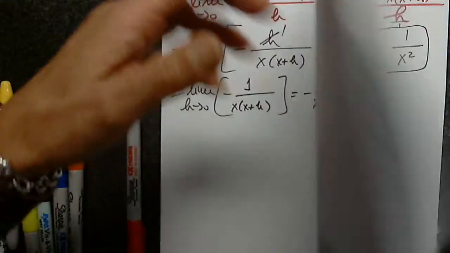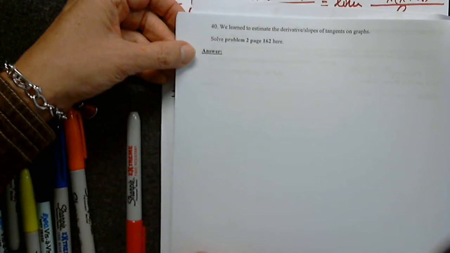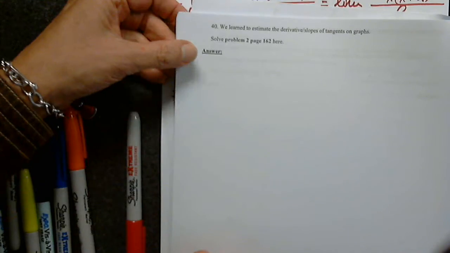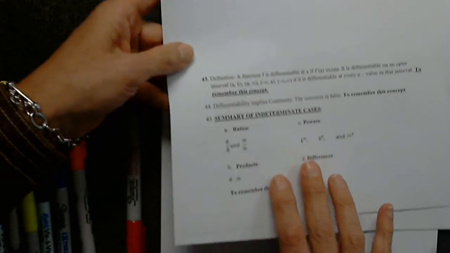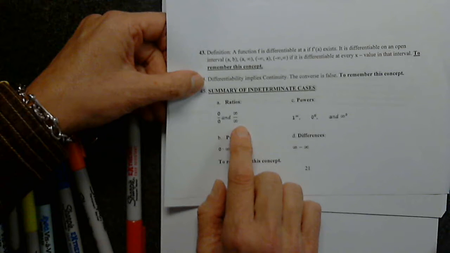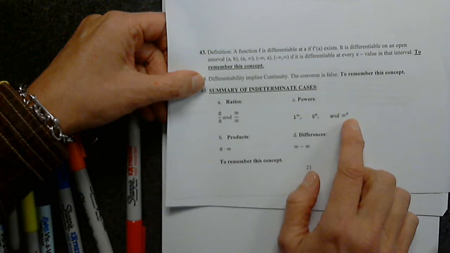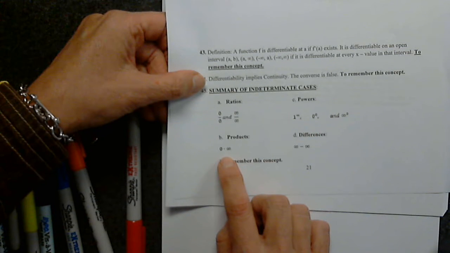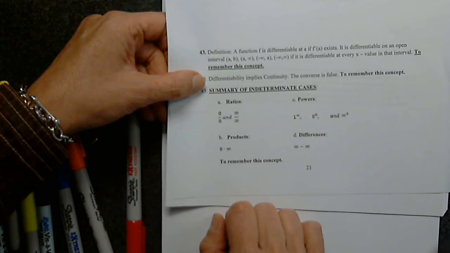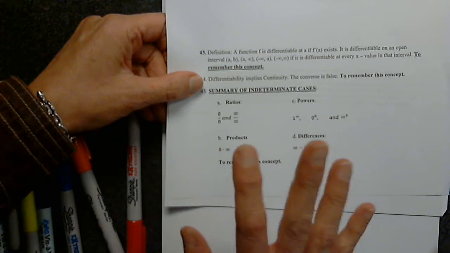Okay, so that was the last page of the checklist. Do we do the other indeterminate cases? No, we will not encounter them till later. We encounter 0 over 0, infinity over infinity, and the difference. The powers and the products will come in later. I just wanted you to see them from the very beginning. So this is a complete list.